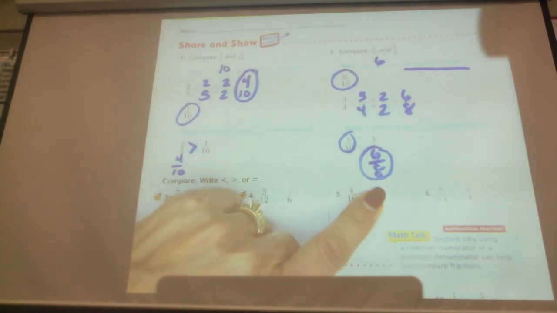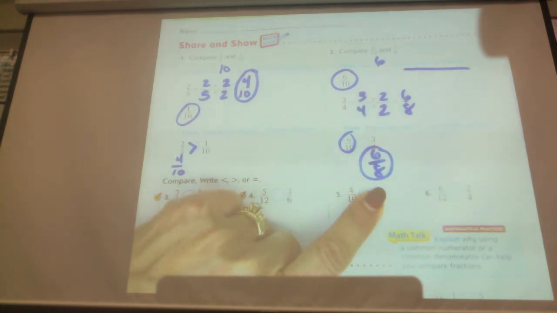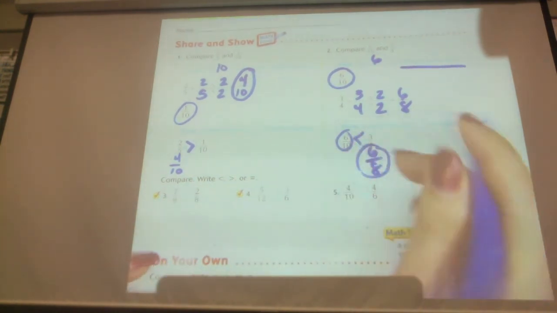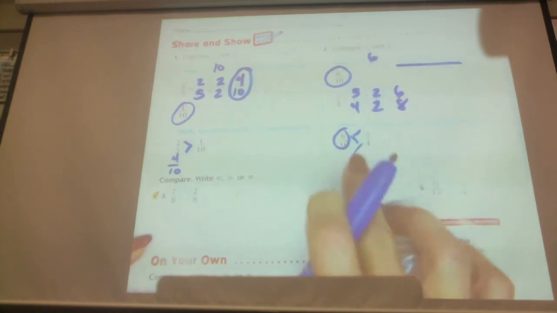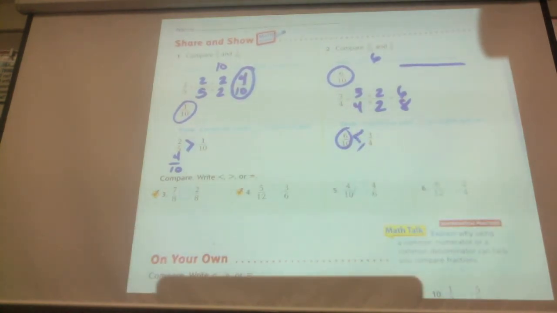Which fraction is greater? 6/8. How many of you agree with that? That 6/8 is greater? Okay, it is greater. So then that means that the 3/4 is greater than 6/10.